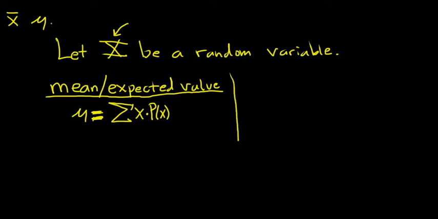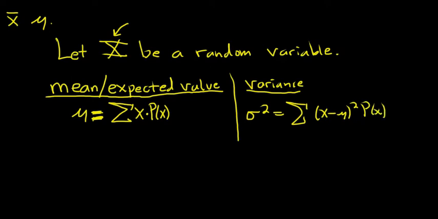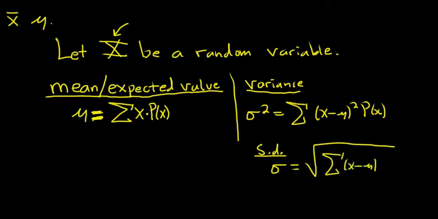Then you have the variance. The variance of a random variable, the notation we'll use is sigma squared, and that's equal to the sum of x minus mu quantity squared, p of x. And then the standard deviation would simply be the square root of this. So the SD would just be sigma, so you would take the square root of the variance. Now, most people use software to compute all of these things. So typically, you don't need to do these things by hand. But let's go ahead and do an example by hand, just one, so you see it done.